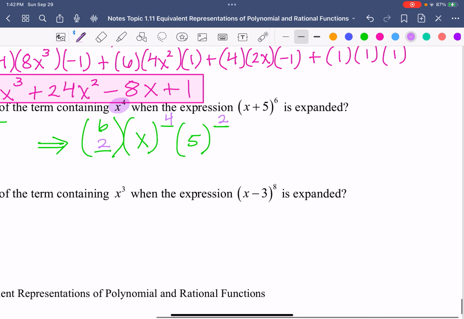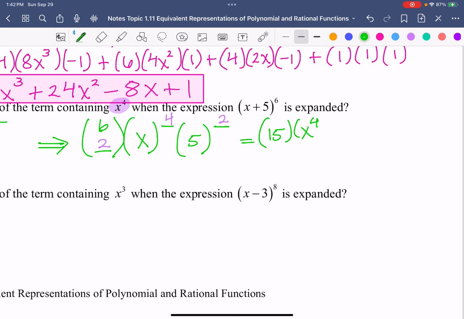Okay, so then from here, you just simplify, go to your Pascal's triangle. When you go on the 6th row, the second element is 15. Then x to the power of 4 and 5 squared is 25. Now you have to multiply 15 times 25 by hand.